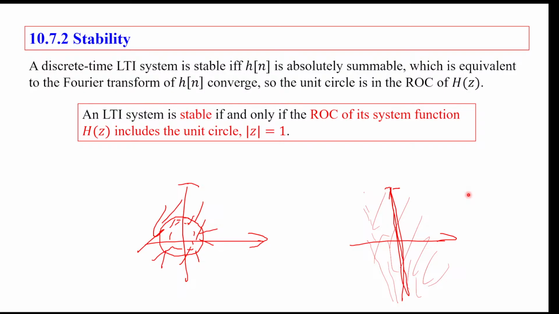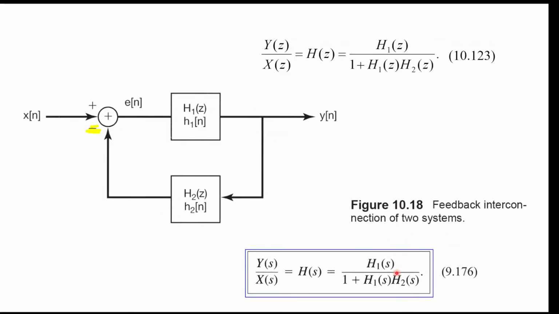And stability is the same: your ROC now needs to include the unit circle. That is compared to the ROC including the imaginary axis for the Laplace transform. We also have the block diagram representation for the z transform, and this formula is the same. If you have H1 and H2 here, then we get H1 over 1 plus H1 times H2.